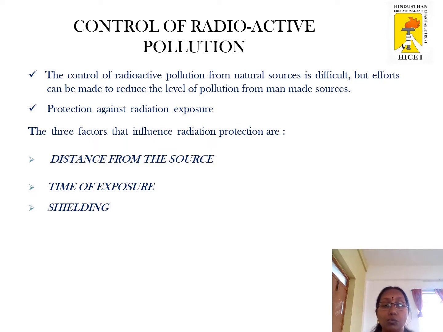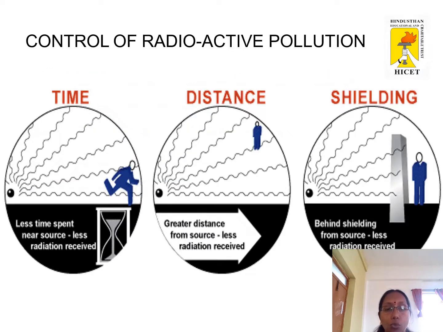The three factors which influence radiation protection are the distance from the source, so we have to maintain a considerable distance from the radiation source; the time of exposure, so we have to reduce the time of exposure; and next one is shielding. Proper protective shielding will reduce the impact of the radiation. This is what is mentioned in this slide: less time spent near the source, greater distance from the source, and staying behind the shielding.